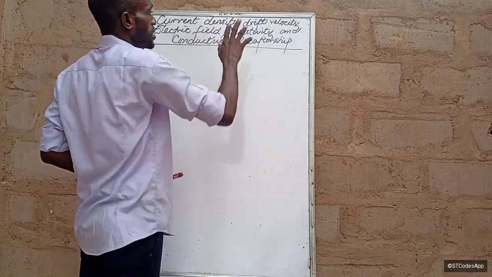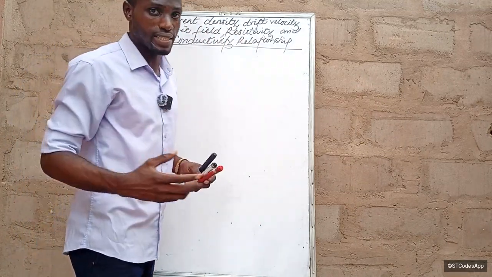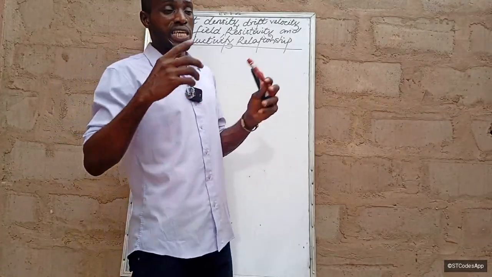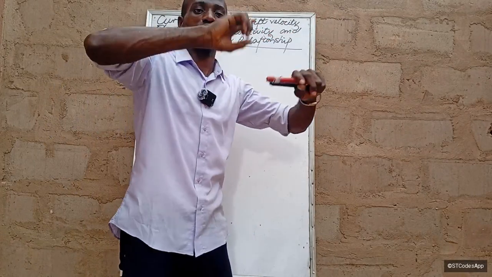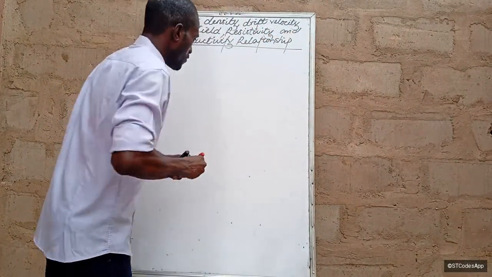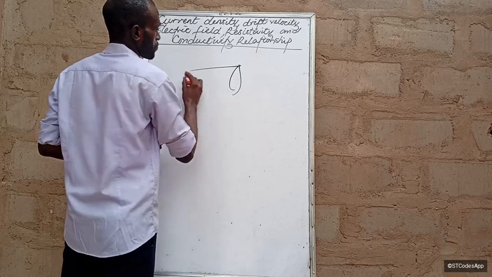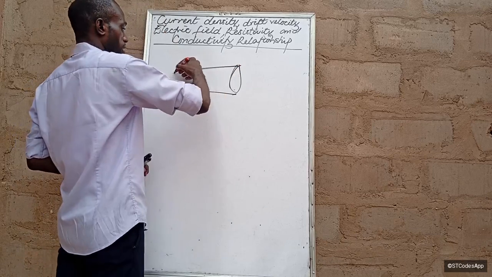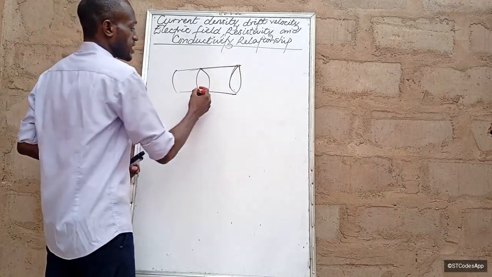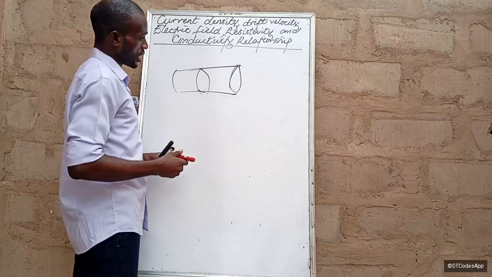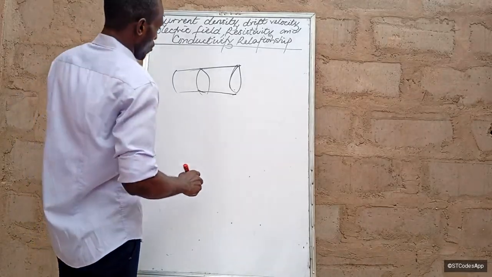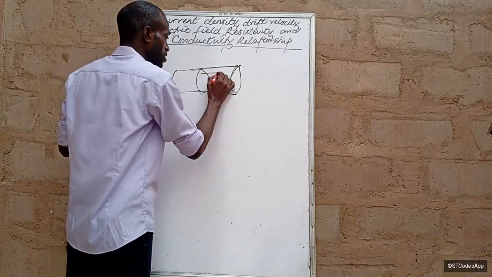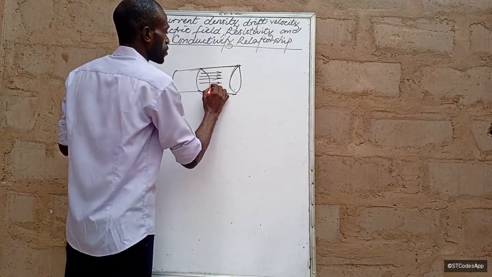Now, we are going to begin with current density. So what is current density? Current density is actually just the amount of current per unit cross-section of a conductor. So if I have a conductor that looks like this, for example, here's my conductor, the cross-section is circular, right? Now, the current density, not charge density, the current density of this conductor is basically the amount of current that is flowing per unit of the cross-section.